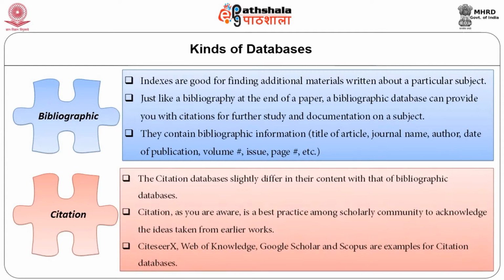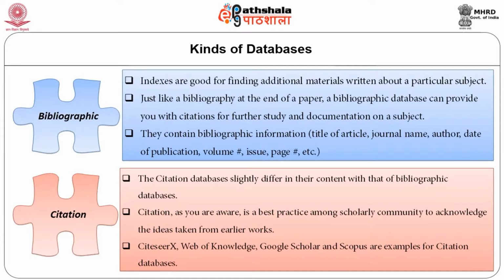The second type of database is the citation database. Citation databases slightly differ in their content from bibliographic databases. Citation, as you are aware, is a best practice among the scholarly community to acknowledge the ideas taken from earlier works. The acknowledgement will be in the form of references at the end of the articles.